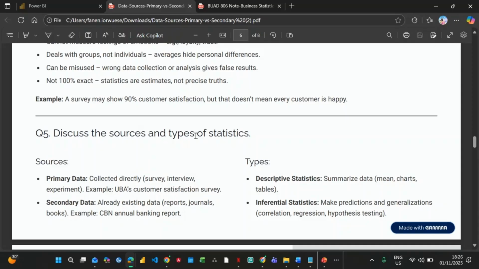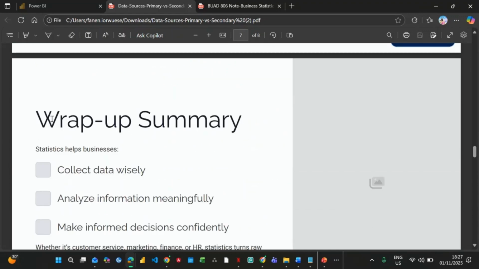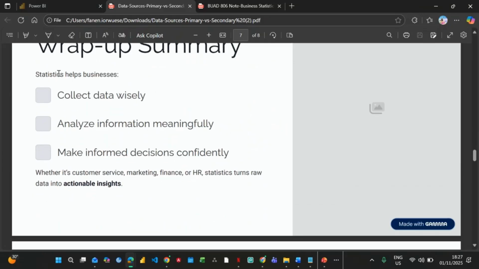So we are looking at types of statistics. Descriptive statistics summarizes the data in means, charts, tables. Inferential statistics makes predictions and generalizations and draws conclusions using statistical methods like correlation, regression, hypothesis testing, and all that. Do you get? So just to wrap up the summary: statistics helps businesses to collect data wisely, analyze information meaningfully, and make informed decisions confidently. Whether it is customer service, marketing, finance, or HR, statistics turns raw data into actionable insight.